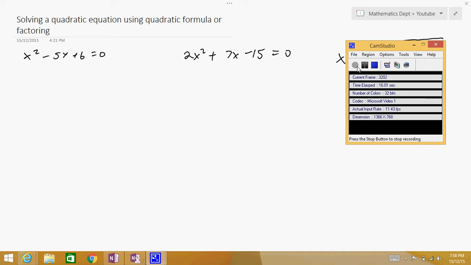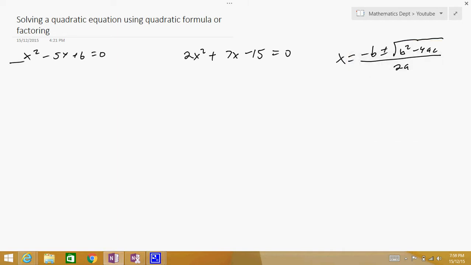If we're going to factor a quadratic where the number in front of x squared is equal to 1, what you do is you take the last term, the one that's not attached to an x, and you try to think of two numbers that multiply to give you this number, but add together to give you the middle term. So two numbers that multiply to give you 6 would be like 3 and 2, or 6 and 1, or -3 and -2.